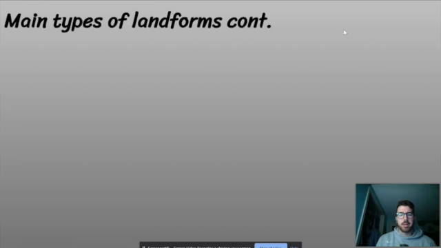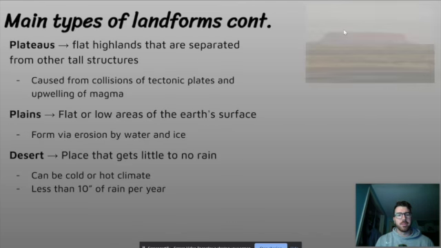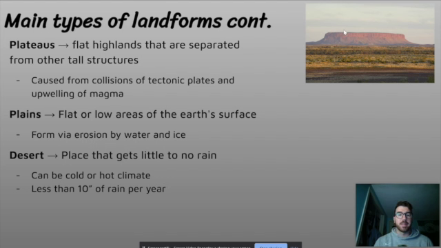Continuing on with some other commonly seen types of landforms, we have plateaus. Plateaus are flat highlands that are separated from other tall structures. These were caused by collisions of tectonic plates and also from upwelling of magma. Magma was forced up underground, pushed up these highlands, and then it created a flat surface on top. These are very similar to mountains, except like you would see in that image, there's a huge flat area on top.